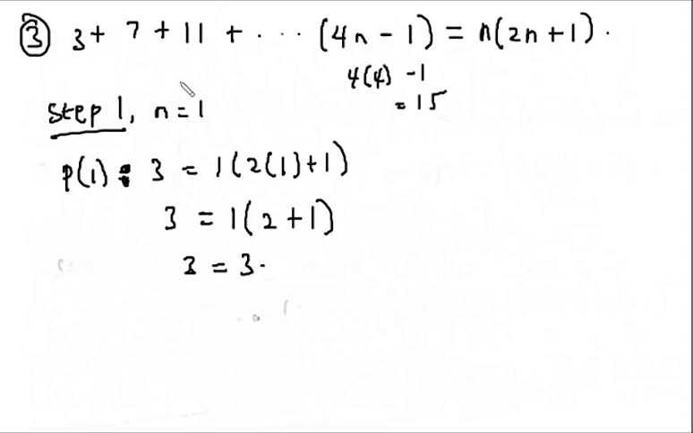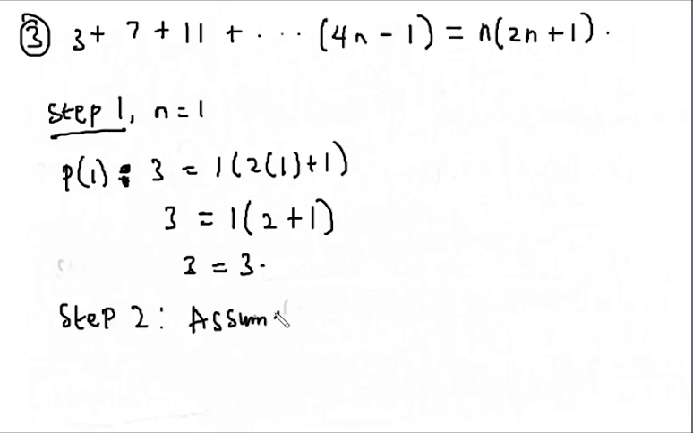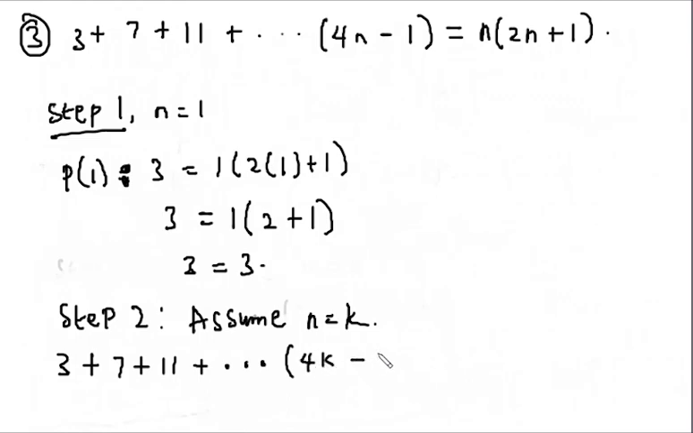Okay, so let's go to step 2. For step 2, we assume n is equal to k, right? So you are simply going to be replacing all n's here with k. So this will be 3 plus 7 plus 11 plus, and then on up to open bracket 4k minus 1, is equal to k open bracket 2k plus 1. Okay, so you need to take note of this relationship here.